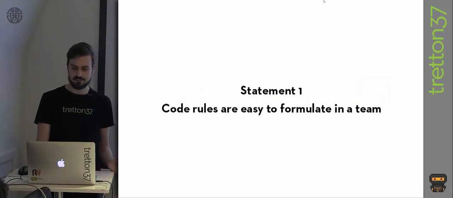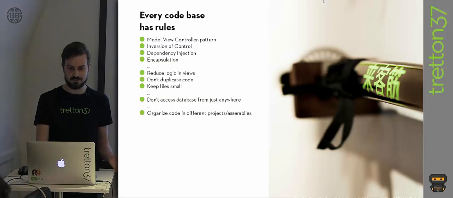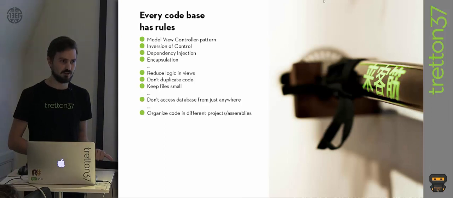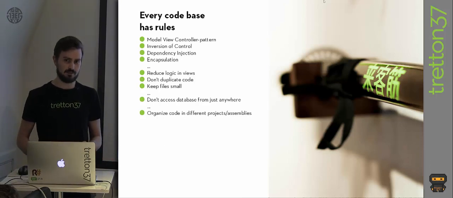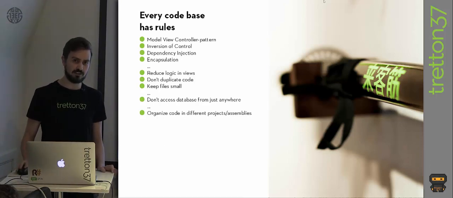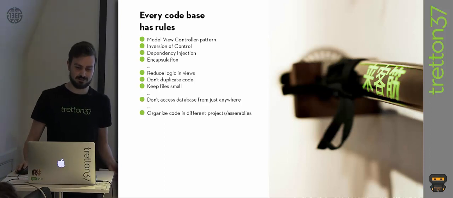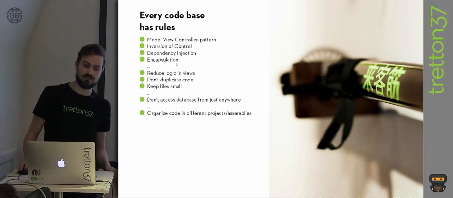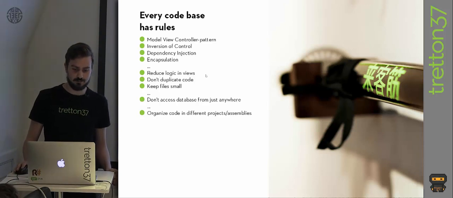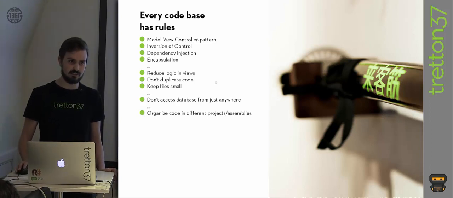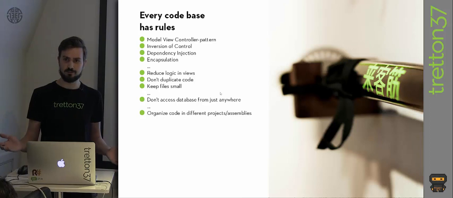and a statement is code rules are easy to formulate in a team, like model view controller pattern, inversion of control, dependency injection, we encapsulate stuff. There are other rules, reducing logic in views when you're building web applications. Don't copy paste code, for example. Keep files small. Don't access the database from just anywhere. Organize code in different projects and assemblies. These are quite opinionated rules, some of them at least, and you probably have other rules in your projects.